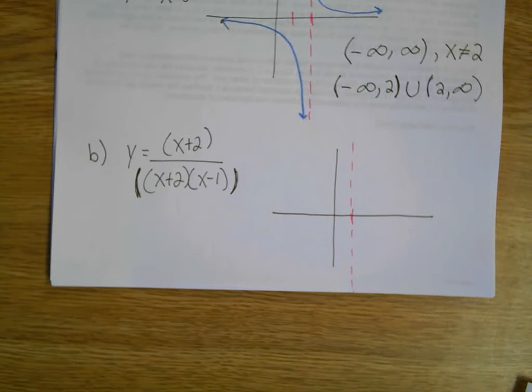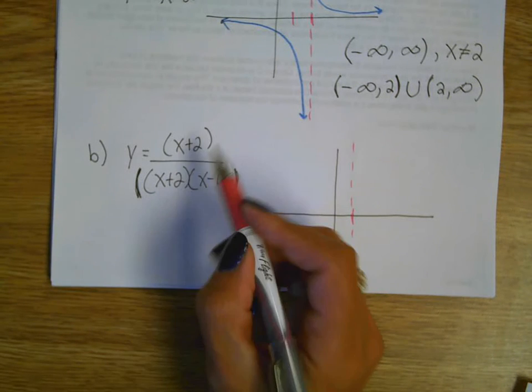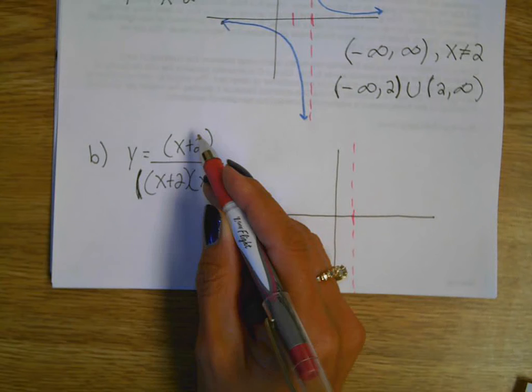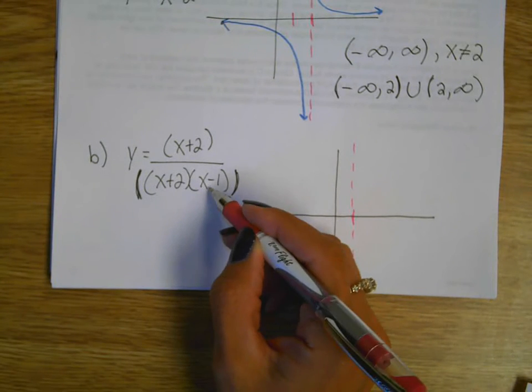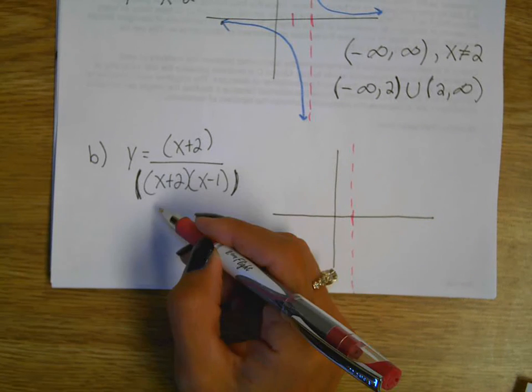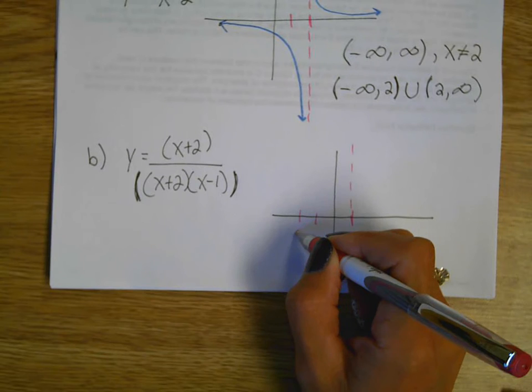There's a hole in the graph. It's called a removable discontinuity, back from, again, advanced algebra. It's removable because it's got the same factor in the numerator and denominator. That's called a removable discontinuity. If it's non-removable, it's an asymptote. If it's removable, it's a hole. So at negative 2, we will have a hole in the graph.